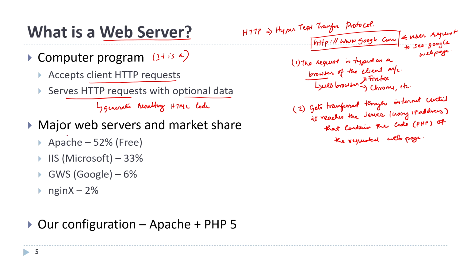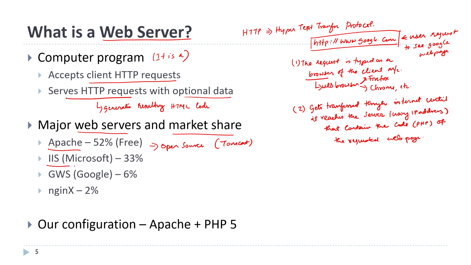As of now, here are the major web servers in the world and their market share. Apache is the open source one, from the Apache Software Foundation, and it has the majority, 52, now about 55% or so. Some people also call it Tomcat. Actually Tomcat is a simpler version of it, and people call it Apache Tomcat either way. The majority is with them.